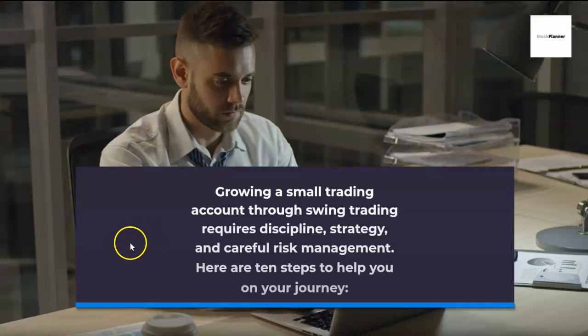Growing a small trading account through swing trading requires discipline, strategy, and careful risk management. Risk management is the key. Here are 10 steps to help you with your journey. And whenever I can, I'm going to show you how I apply these steps into my trading in my goal to be a more consistent and winning trader.